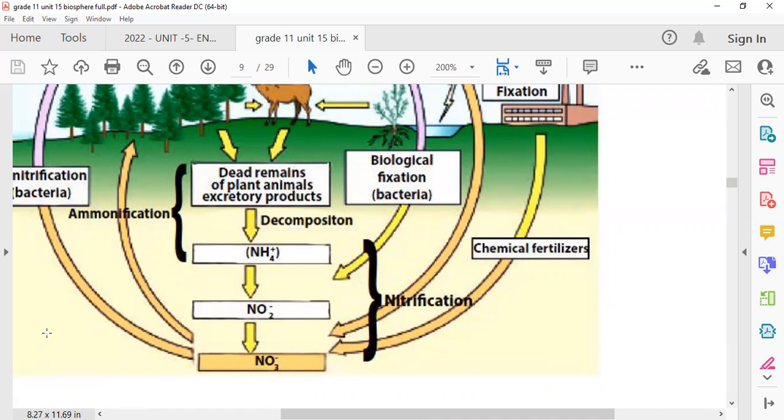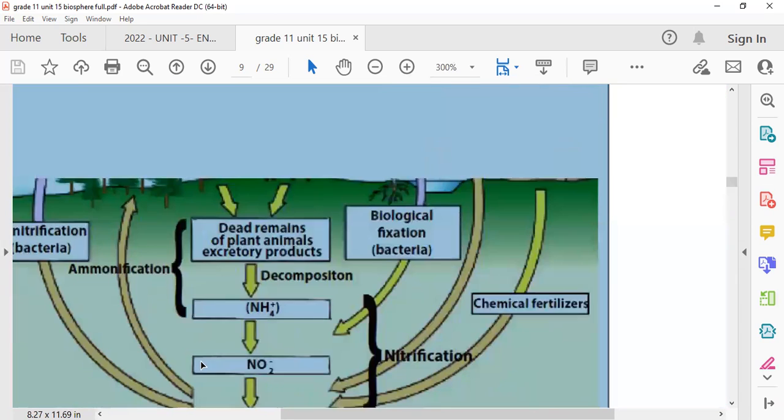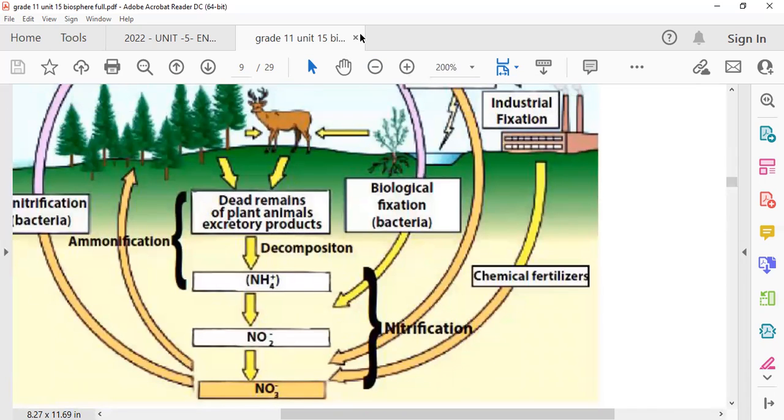So, altogether, three processes. Of the three processes, two are natural processes. One is an artificial process. Industrial fixation is an artificial process. Right. Now, let's try to understand this middle part. In the middle part, what can you see? It is a conversion happening one below the other.